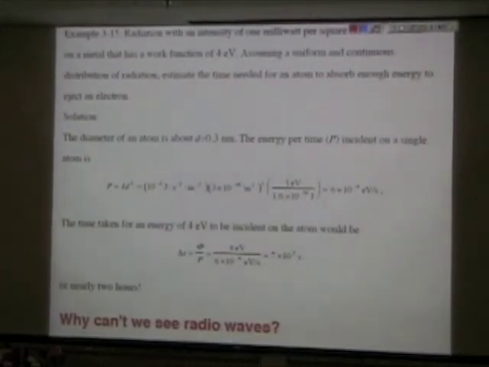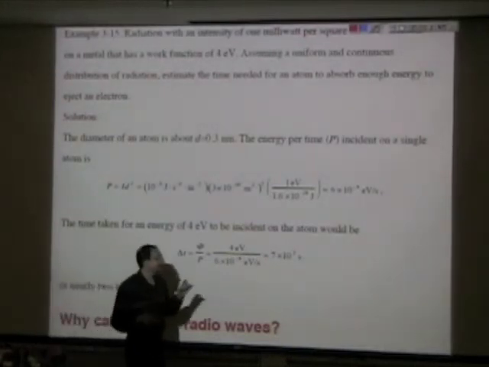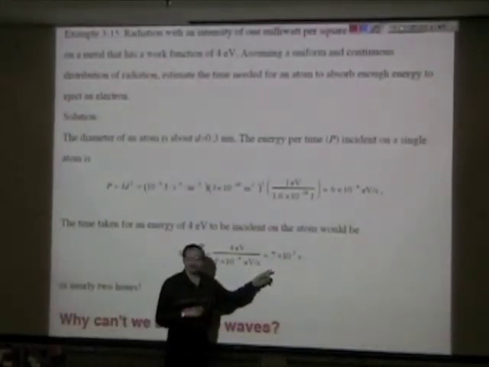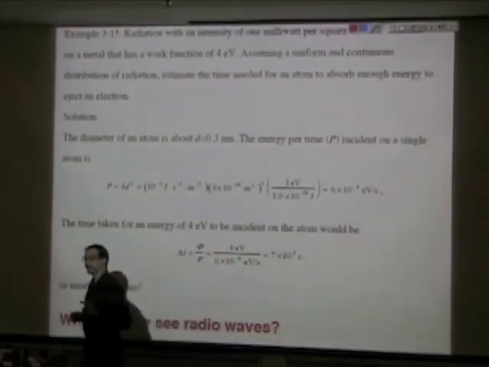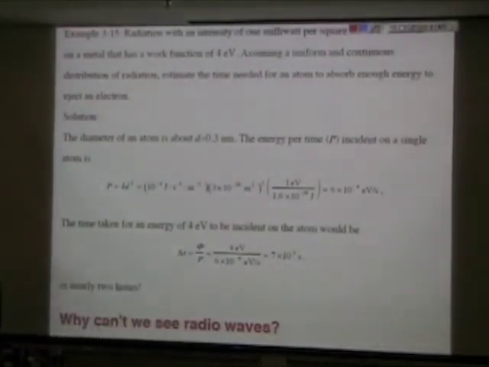So this is an example of calculation from the classical point of view. You don't need to go into the details. It's not important. What's important, what's interesting, is that a classical calculation would give you thousands of seconds, so it's hours of time to eject electrons. In real life, it's happening instantaneously.